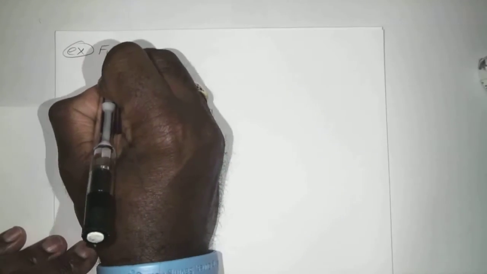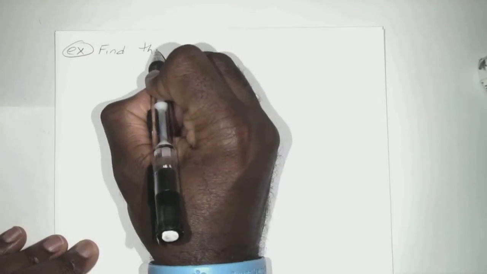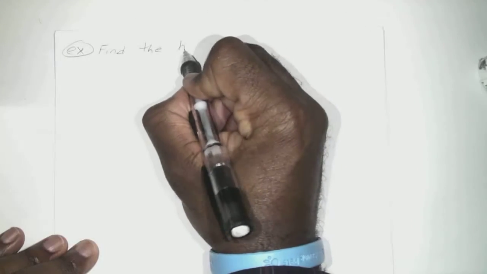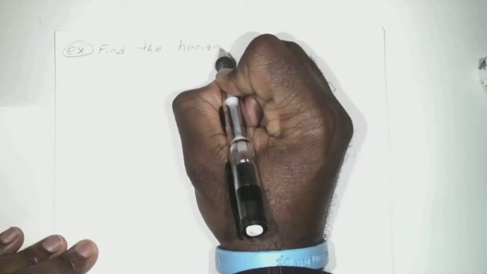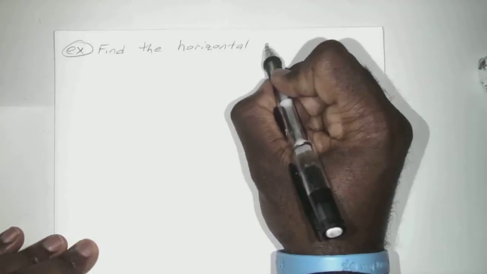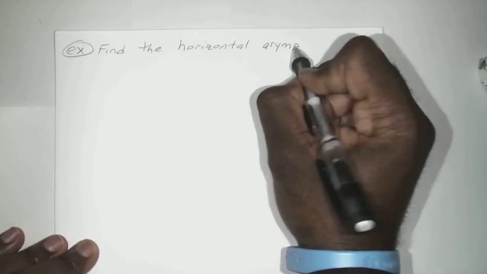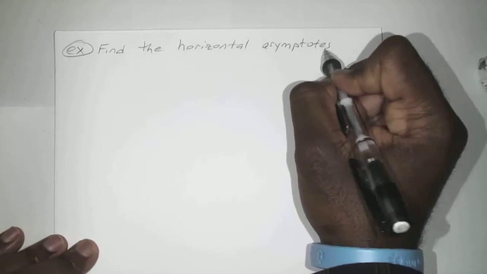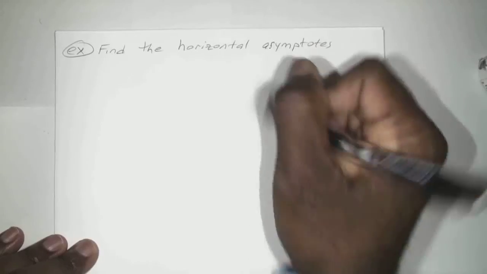All right, so let's say, for example, want to find the horizontal asymptotes. Clean that up some.